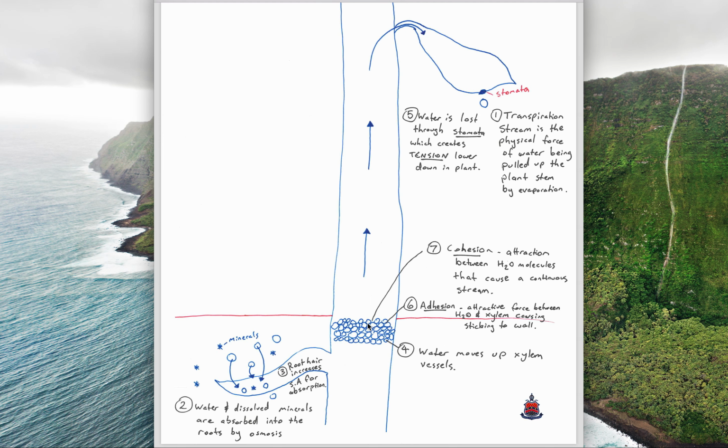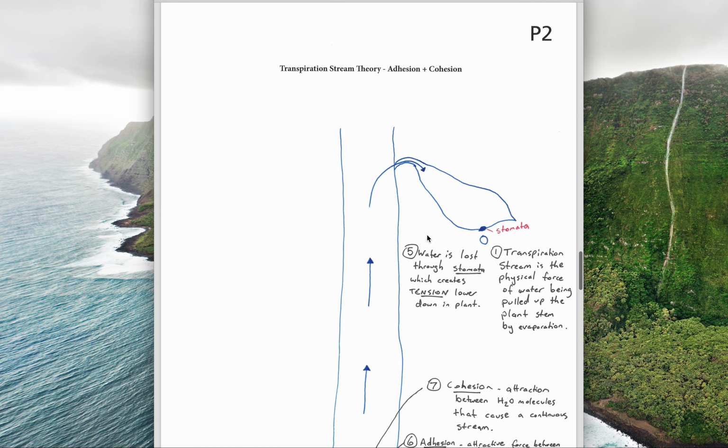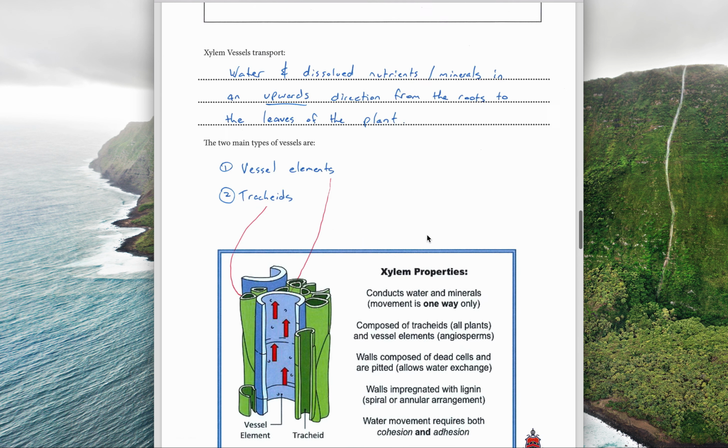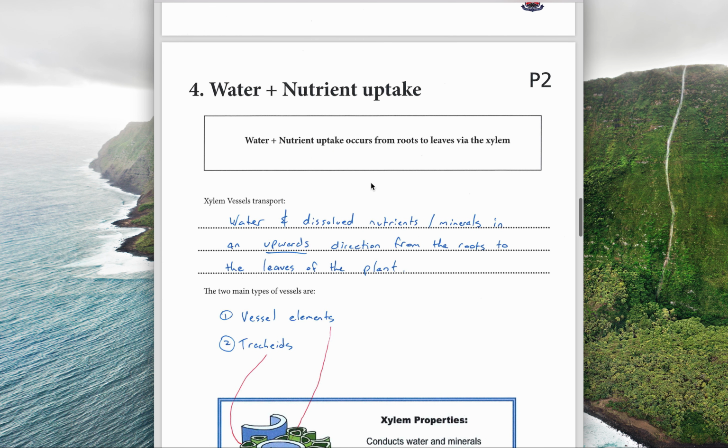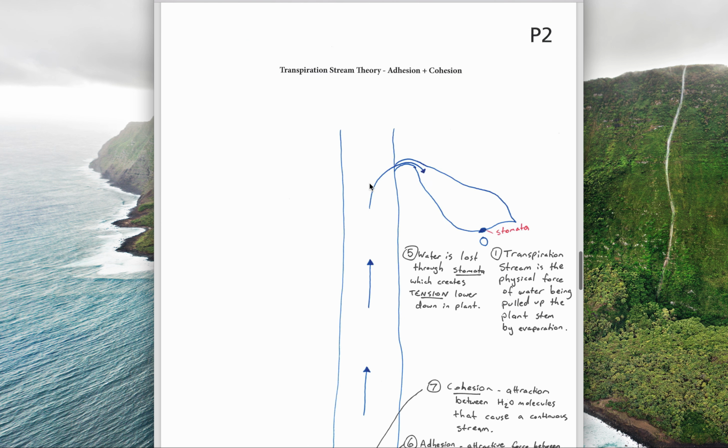So I'm sure you can imagine if you put a drop of water on a bench and you kind of stick a knife or a fork or something in it and move it around, you can actually move the water droplet around because the water shows cohesion. So there's an actual attraction between the water molecules. So this is called transpiration stream theory, and this is the way that water and nutrients move up the plant and allow photosynthesis and respiration to occur in the plant.